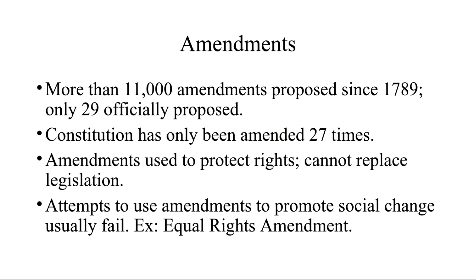We have seen some amendments succeed in promoting social change, for example, giving women the right to vote, giving African Americans the right to vote. But by and large, an amendment that's created with the idea of promoting large social change doesn't succeed. An example of this is the infamous Equal Rights Amendment from the early 1970s. It was created in response to the women's rights movement, and what the amendment would have done would have outlawed discrimination on the basis of gender.